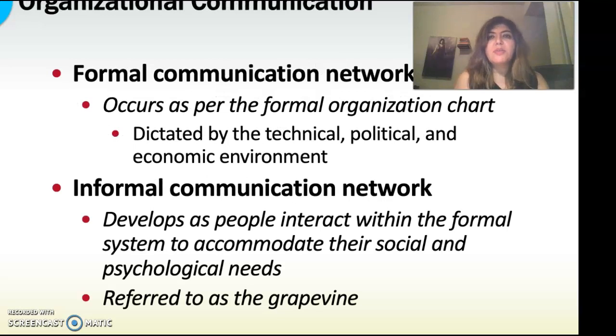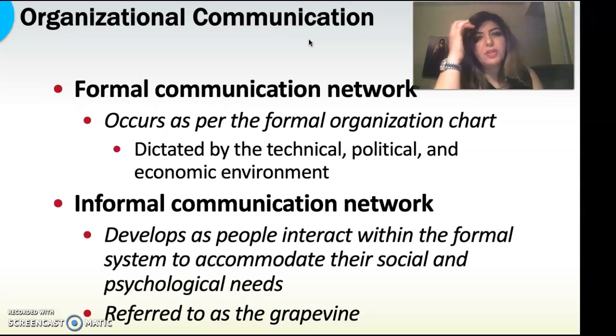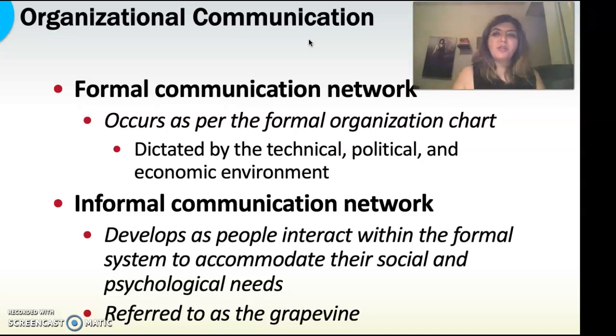In any organization, we have two types of communication. One is formal communication, the other one is informal communication. For example, when we are sending information between different people in an organization, it might come in the form of a letter. Sometimes people interact informally to communicate what's going on in the organization, and that is usually called the grapevine.